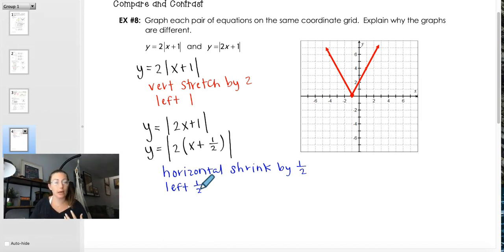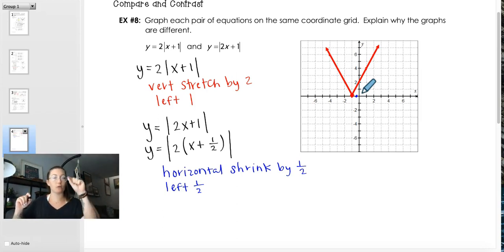All right, so let's go ahead and graph this. So my vertex is moving over 1/2. So I'm literally right here. These are going to be very close to each other, so try to draw as straight as you can. Okay, so this is a horizontal shrink by a half.